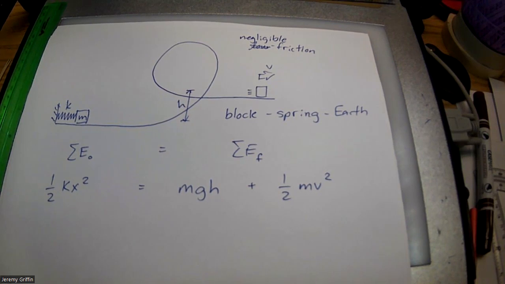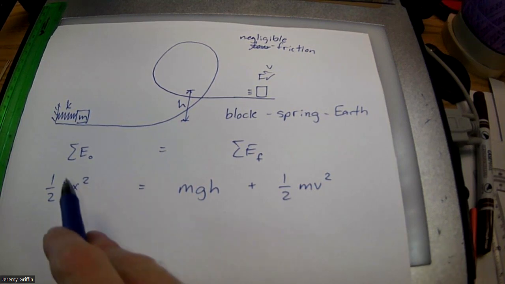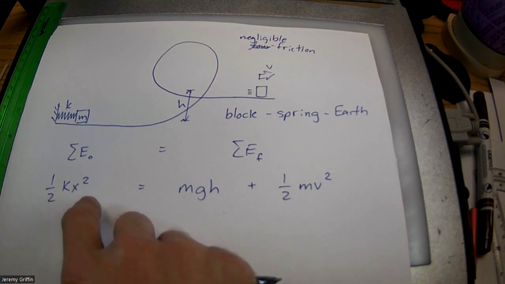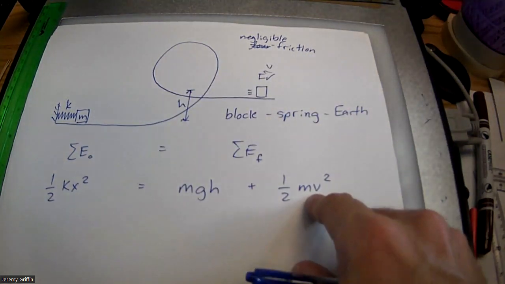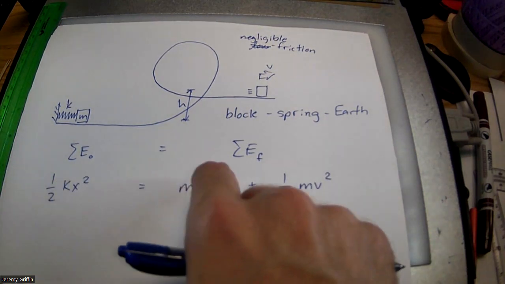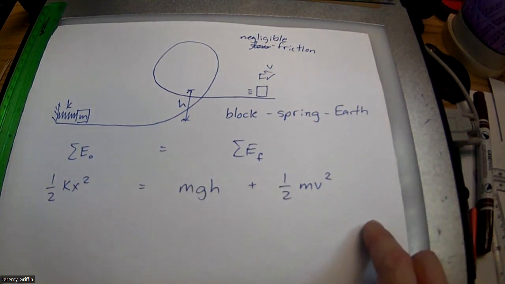Now, maybe a kind of a lower level question with this would be like, if you were given a certain number of things, like let's say you knew the mass of the block and the stiffness of the spring and how much you compressed it and the height change, could you solve for V? Could you solve for how fast this block was going? You just go plug, just plug everything in and solve it, right?